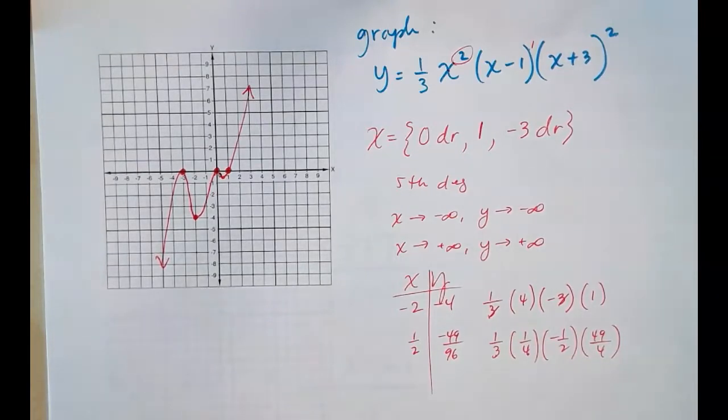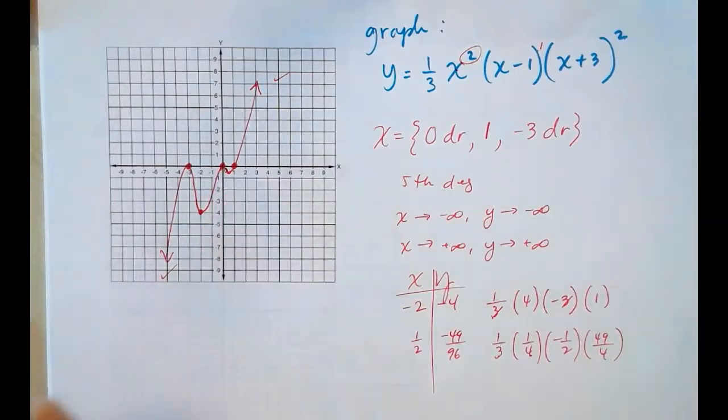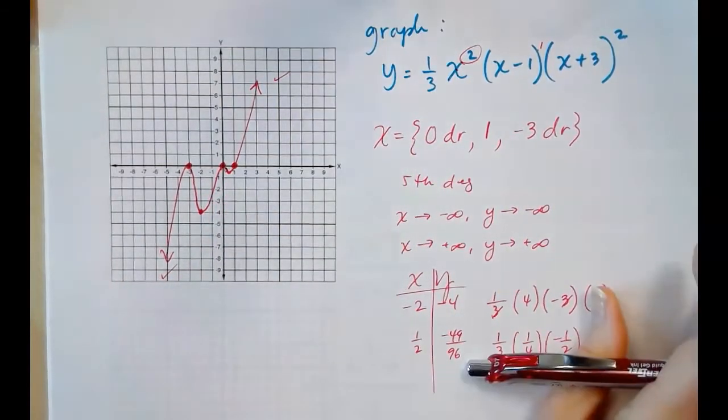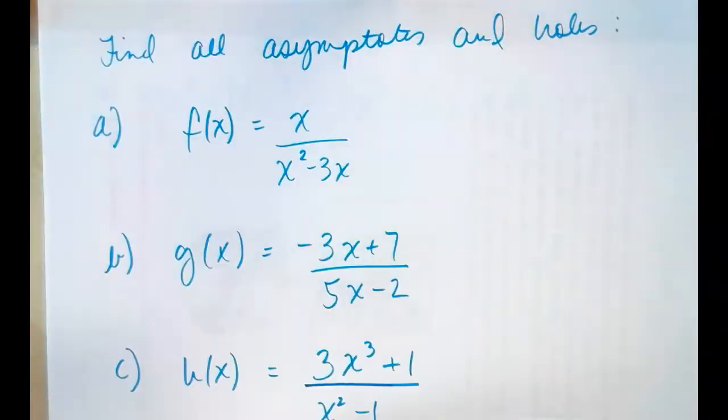What am I looking for? I am looking for end behavior. I am looking for bouncing or crossing. I am looking for the zeros listed. That's what I want to see when you give me a graph like that.